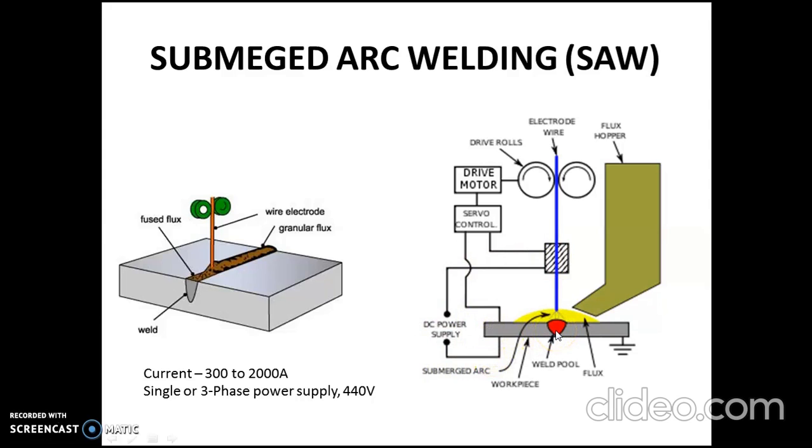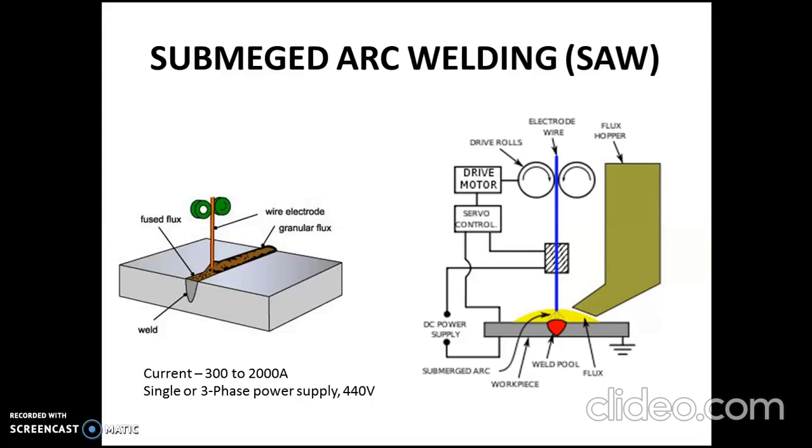In submerged arc welding, the weld arc is shielded by granular flux. Granular flux consists of lime, silica, manganese oxide, calcium chloride, and other elements mixed together. The flux is supplied through the hopper and fed into the weld zone by gravity flow through a nozzle system of the hopper.